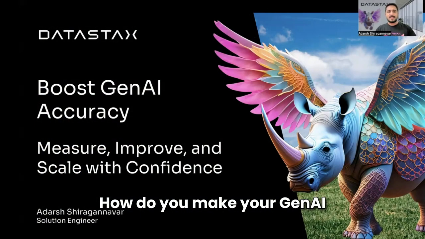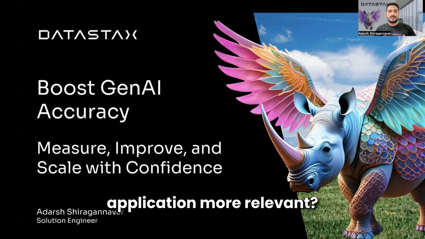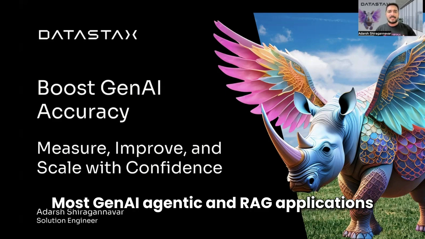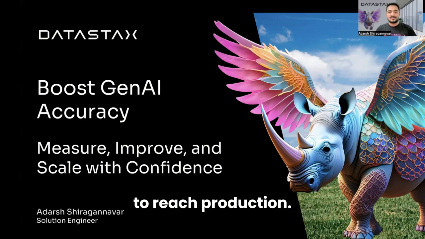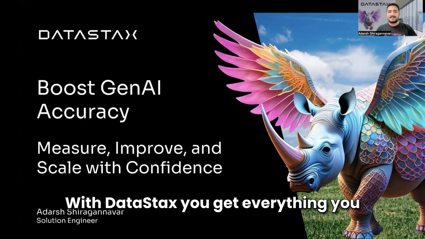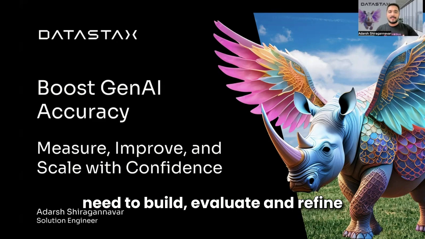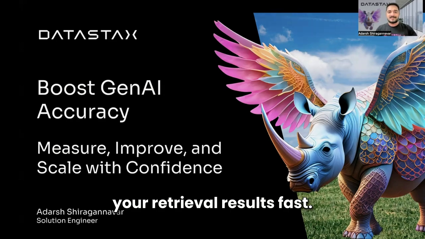How do you make your GenAI application more relevant? You measure, then improve. Most GenAI agents and RAG apps need to test over 95% accuracy to reach production. With DataStax, you get everything you need to build, evaluate, and refine your retrieval results fast.